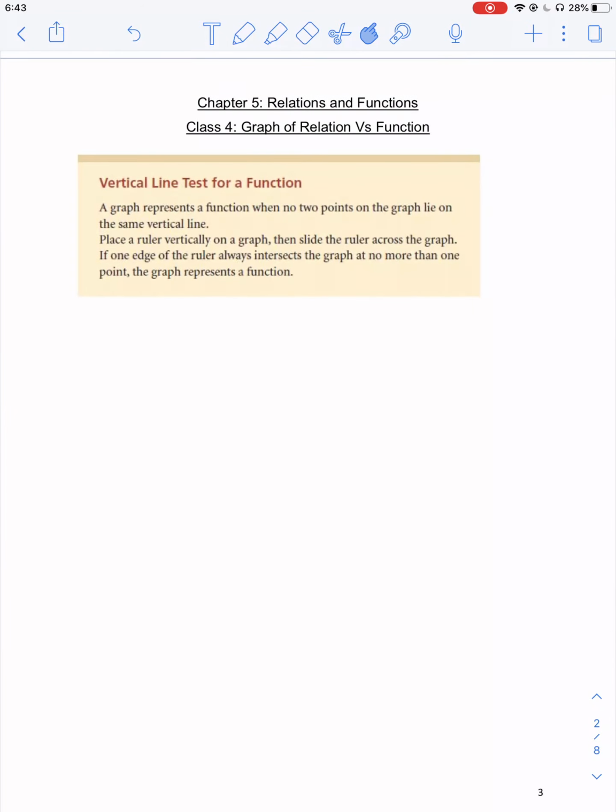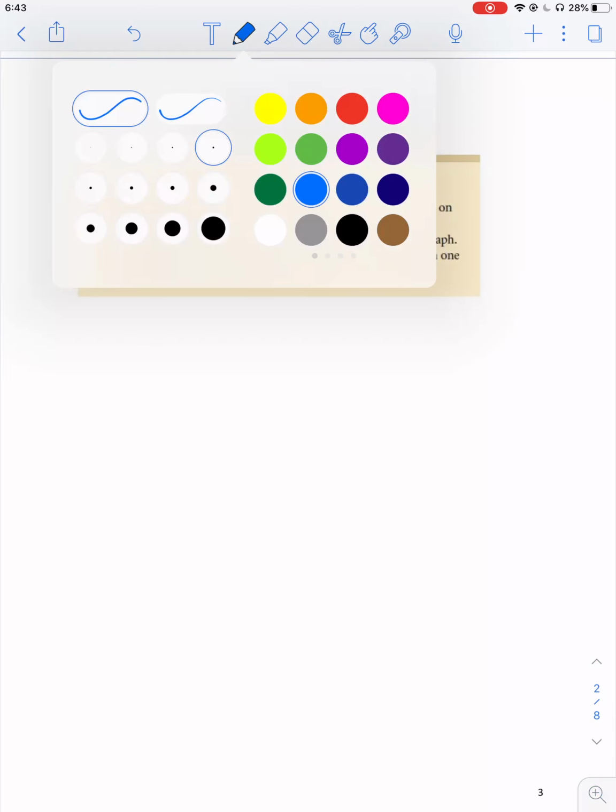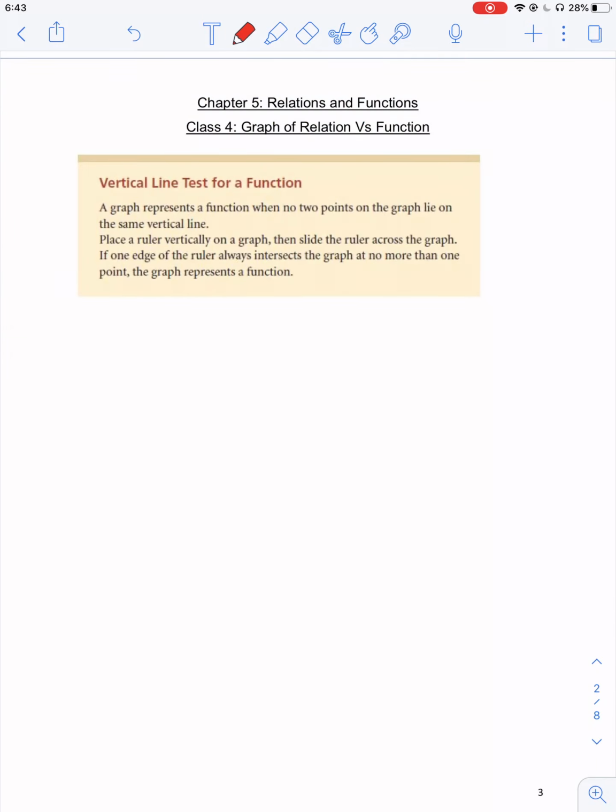You can read the definition on your own; I'm just going to give you an example. The vertical line test is what will help you distinguish a function from a relation. Let's say you have a graph of a function. Let's say this is x, this is y. Eventually you're going to work with a function that looks something like this.